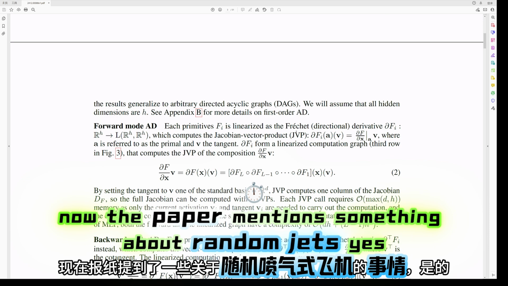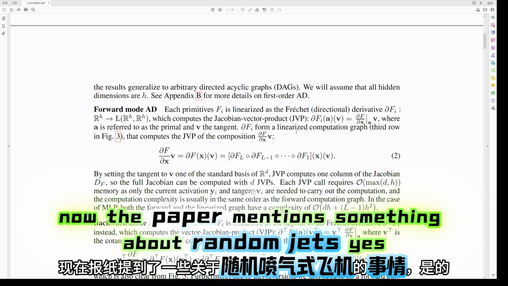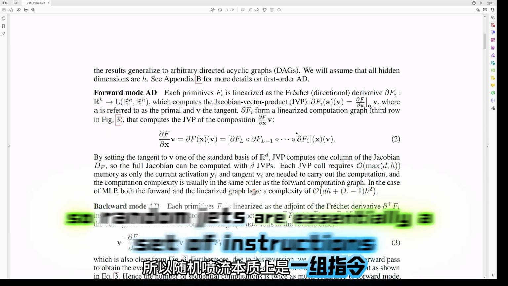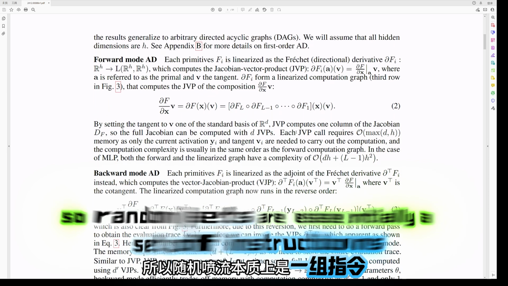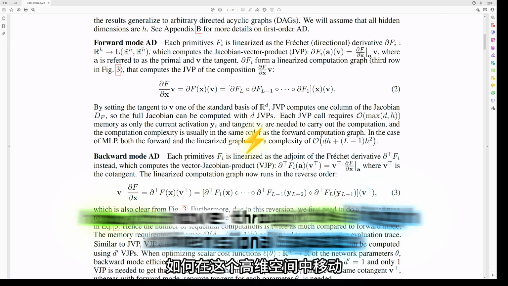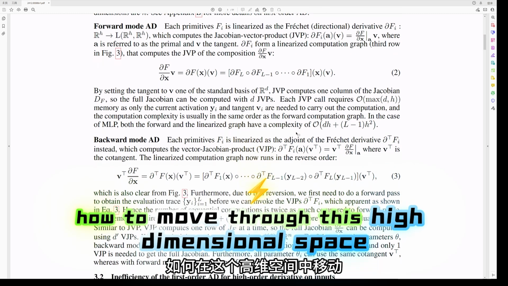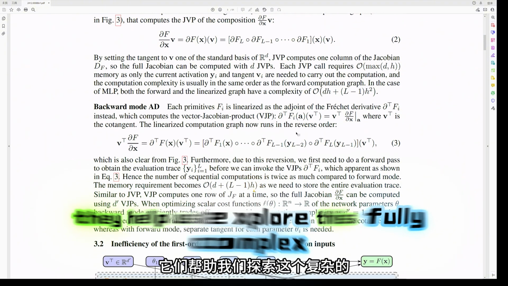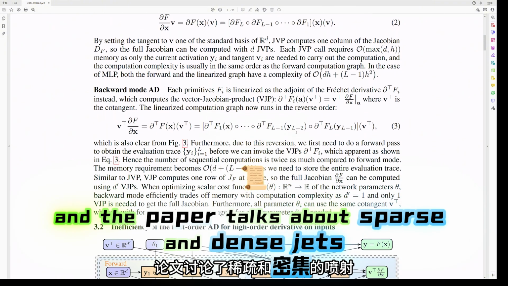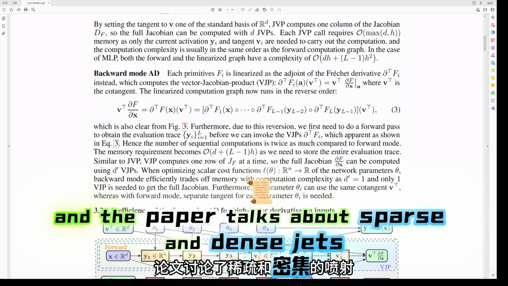Now, the paper mentioned something about random jets. Can you explain what those are? Random jets are essentially a set of instructions that tell us how to move through this high-dimensional space. So they're kind of like tour guides. They help us explore this really complex mathematical space. Exactly. And the paper talks about sparse and dense jets.